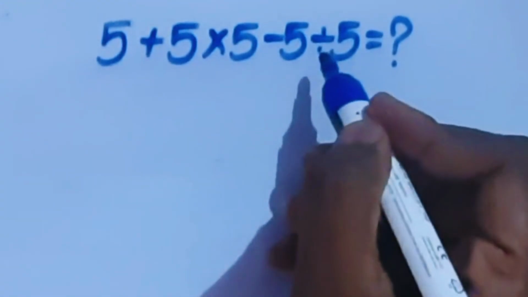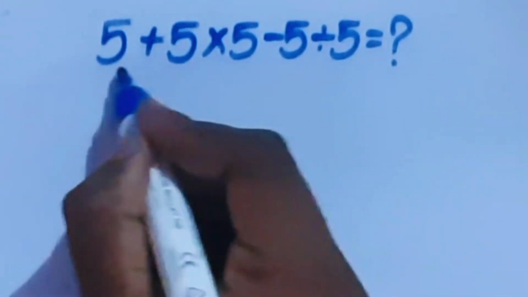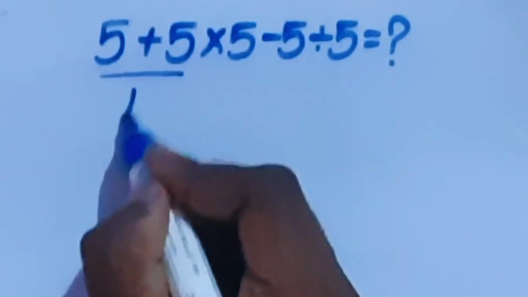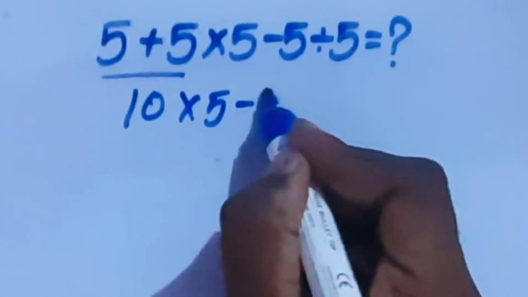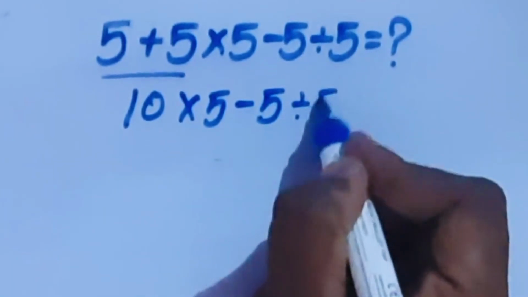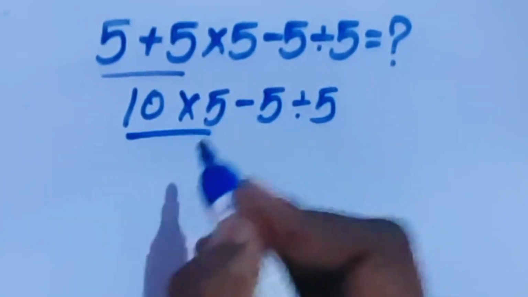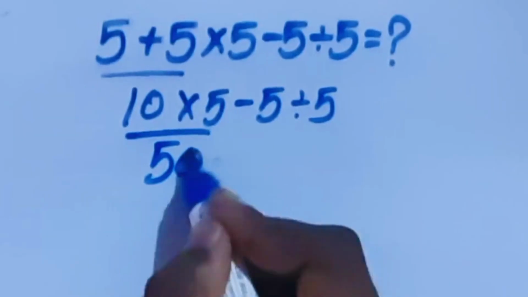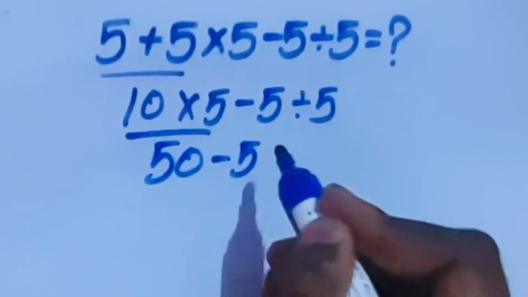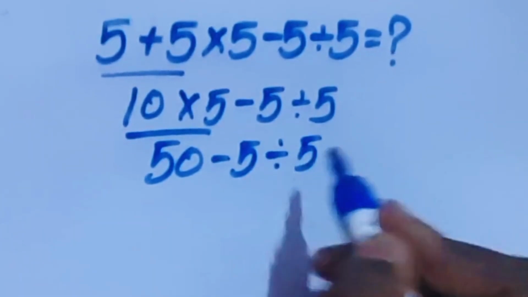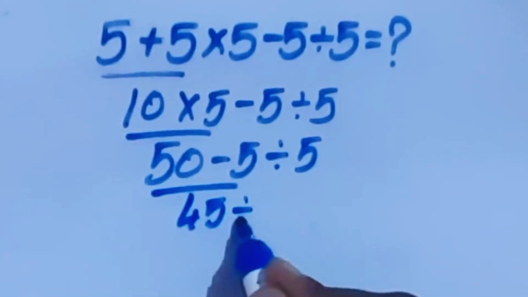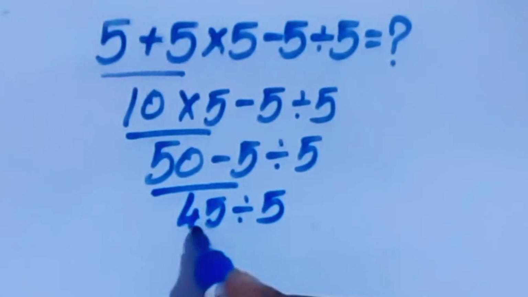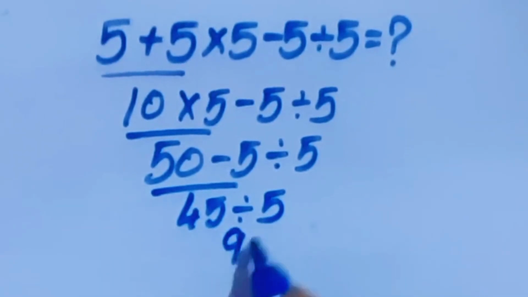I guess most of them get the answer 9 for this problem. That is the wrong order. Here 5 plus 5 is 10, times 5 minus 5 divided by 5. 10 times 5 is 50, minus 5 divided by 5. 50 minus 5 is 45, divided by 5. Now 45 divided by 5 is 9, which is the wrong answer.